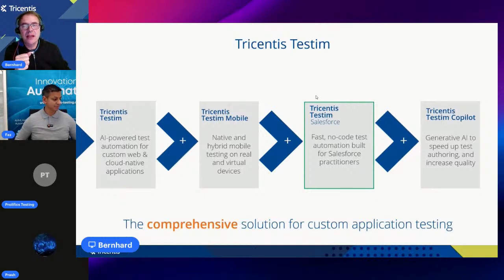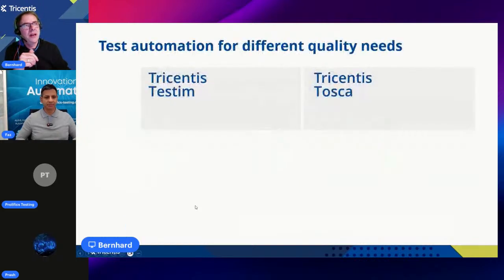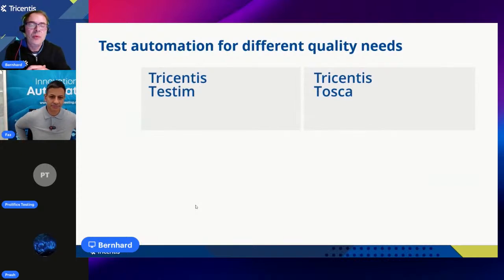It builds and extends the Testim platform, which has been created to allow a cloud-native test automation solution specifically for web applications and mobile testing. So it extends that capability. Now, if you know us, or if you have heard about us, or if you're going to look at our website, we have two products. One is called Testim, as we've just seen, and the other one is called Tosca.